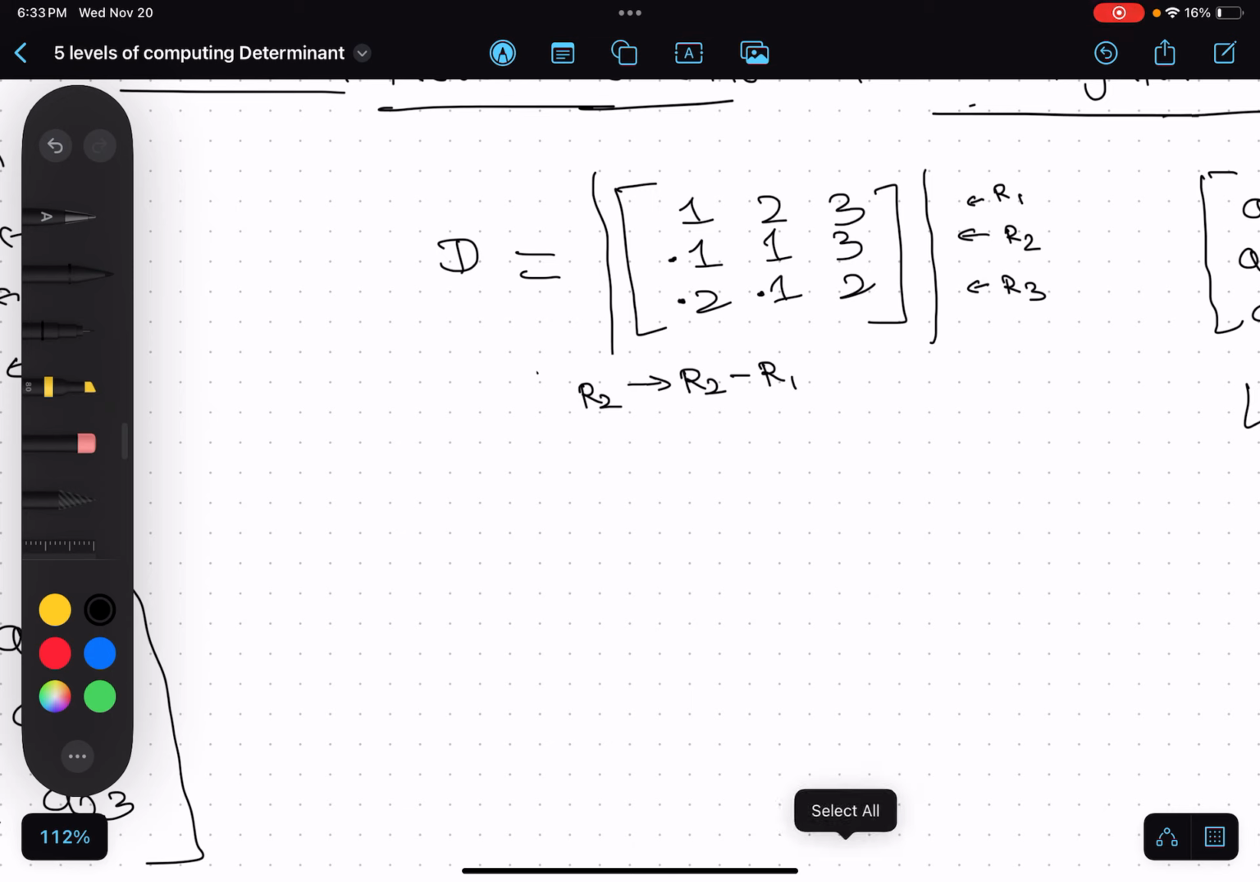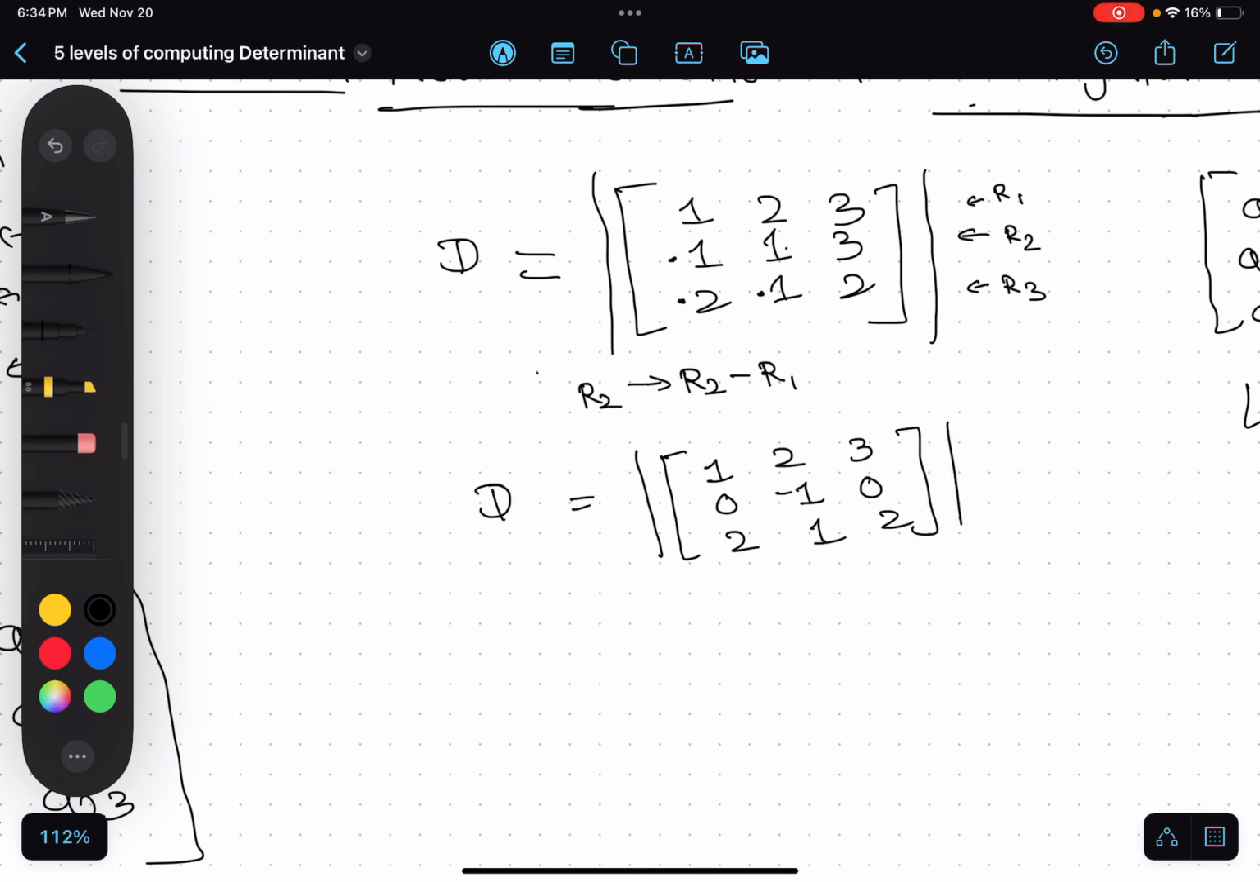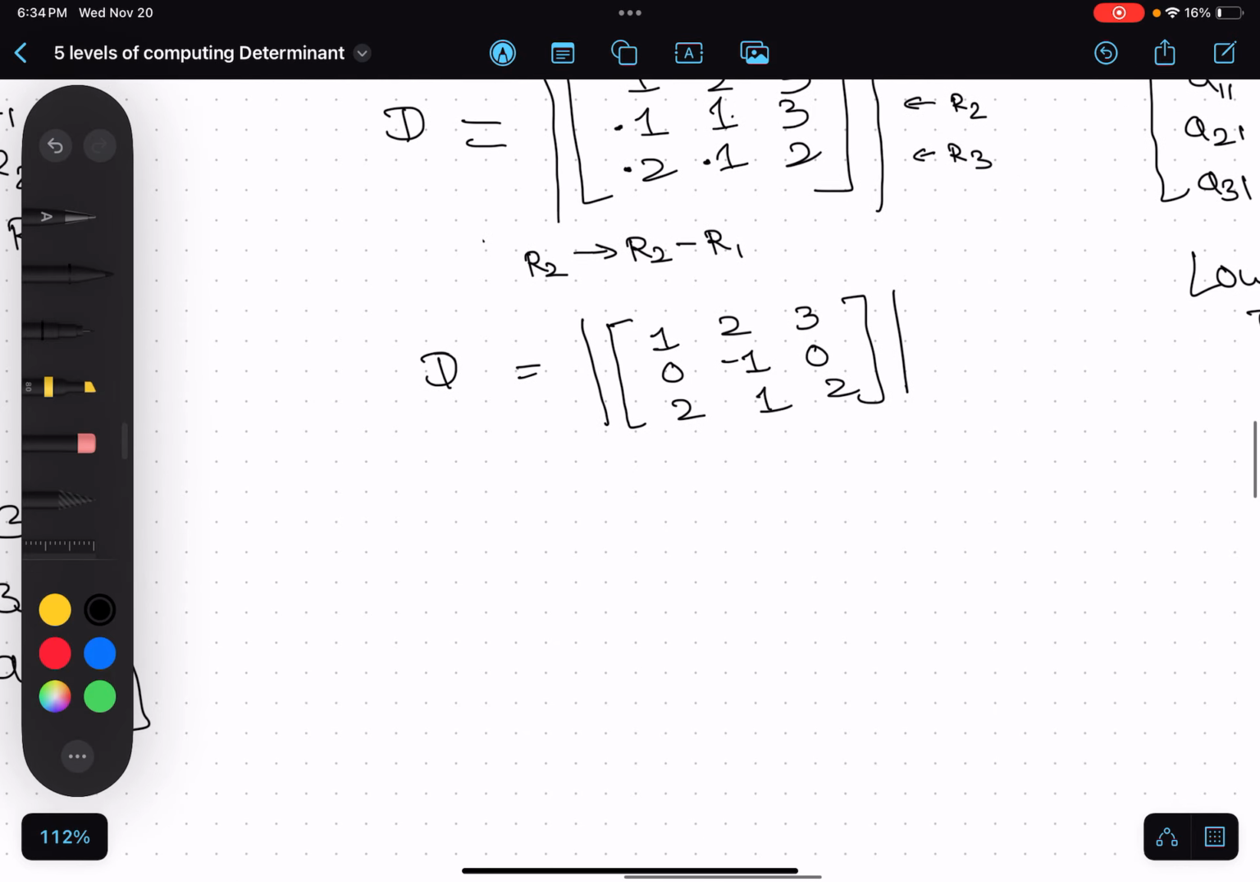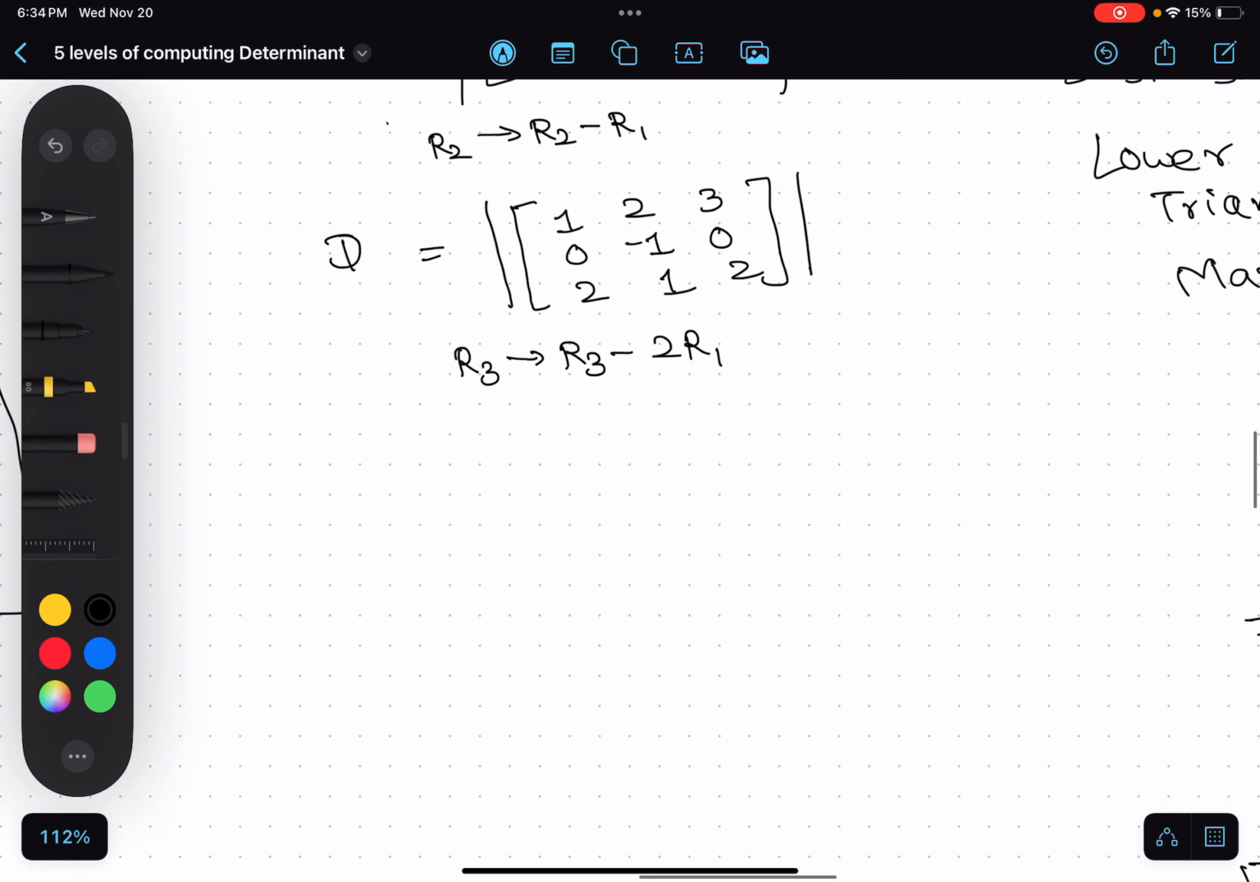So the new matrix formed will be: if I do row 2 minus row 1, 1 minus 1 is 0, 1 minus 2 is negative 1, 3 minus 3 is 0, and then 2 1 2. Its determinant remains unchanged, so it will still be D. Okay, now I want to make these two zeros. So I can do row 3 as row 3 minus 2 times row 1, right? This is again the third row operation.